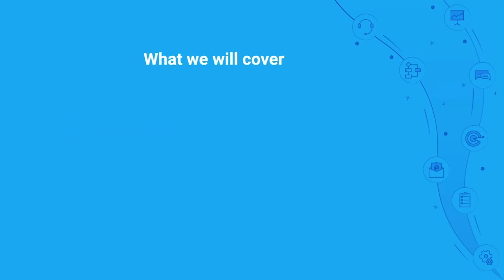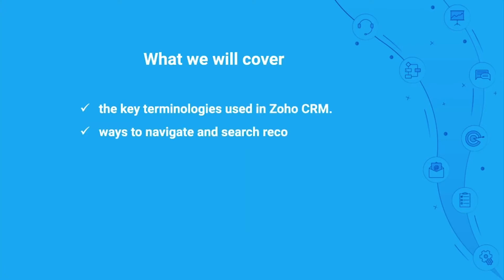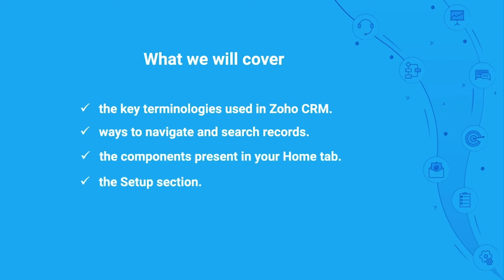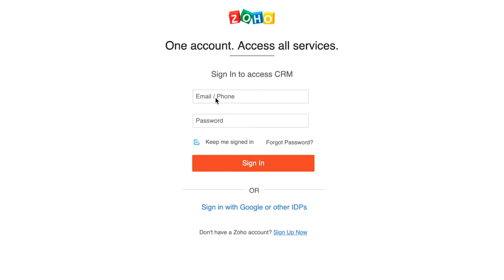We'll cover the key terminologies used in Zoho CRM, ways to search records and navigate, the components present in your Home tab, and the setup section where there are a lot of options to configure and make CRM your very own. So let's get started.